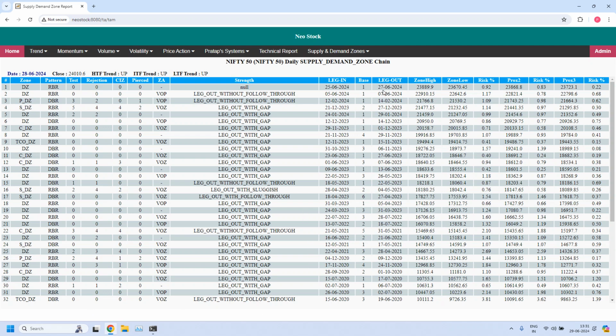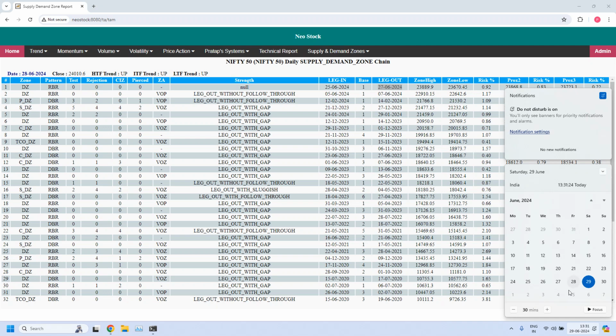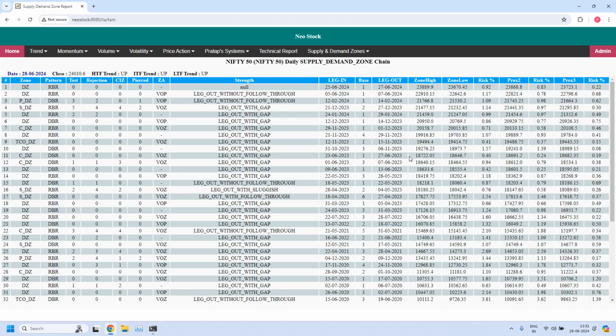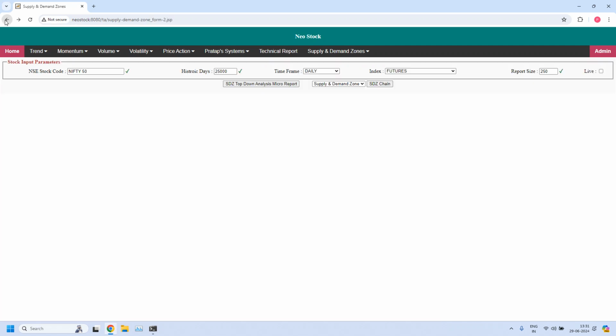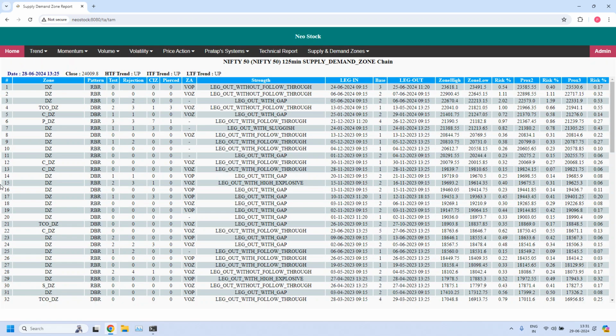And the daily zone was created on 27th. The last working day is on 28th, that is Friday. Friday we didn't have any new zone created, but Thursday a new zone was created. So I'm going back and generating the time frame for the next report, for 125 minutes time frame. Supply demand zone chain. This is for 125 minutes time frame.